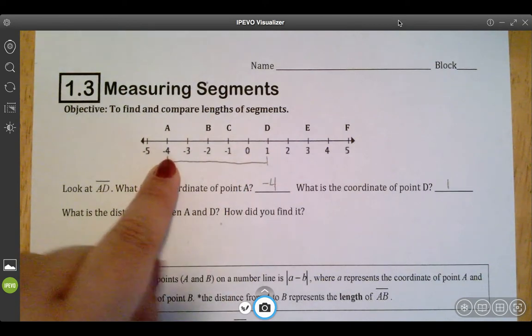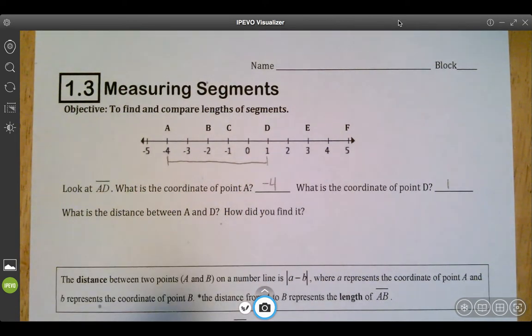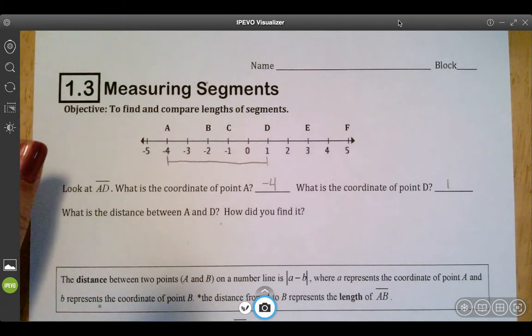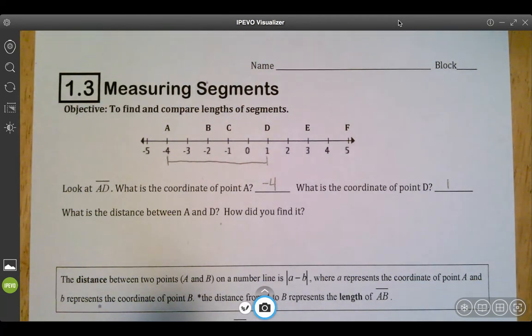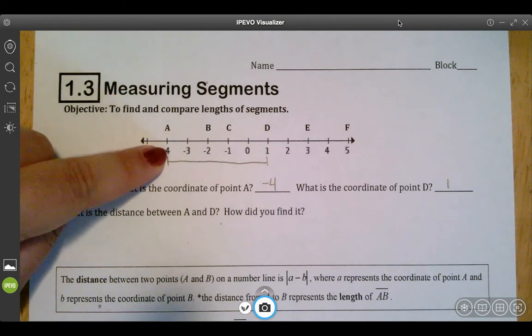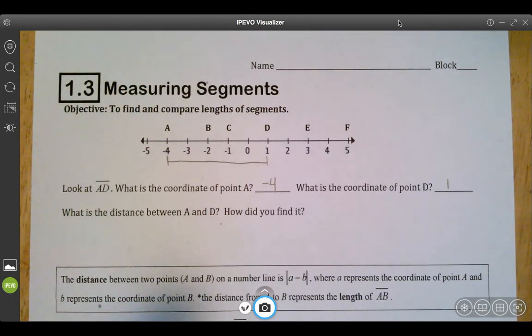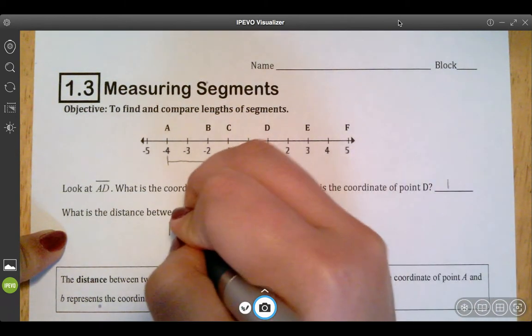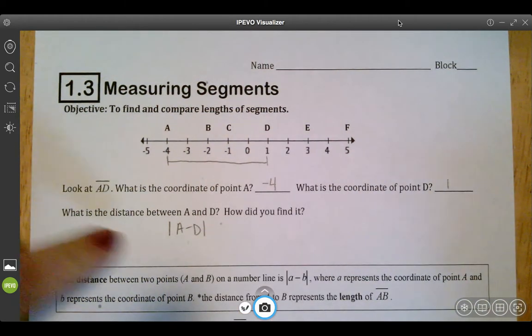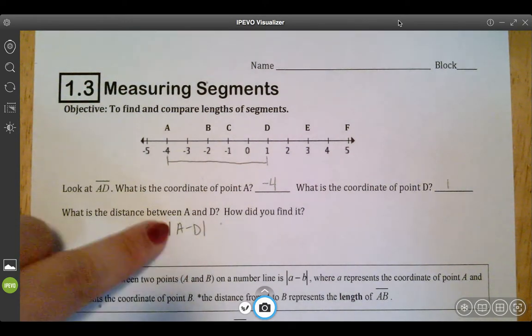What is the distance between A and D? Remember, we can find distance on a ruler by counting how many segments are between, or how many cars could be parked in these little parking spaces. But we can also do it algebraically, by subtracting the 2 numbers. We would take -4 minus 1, but distance is always positive, and to make a number positive we take its absolute value. So we take the absolute value of A minus D.